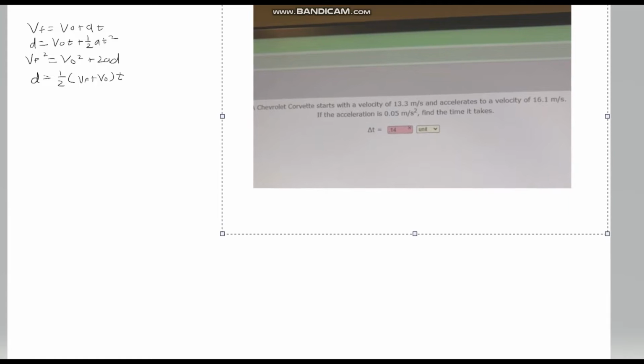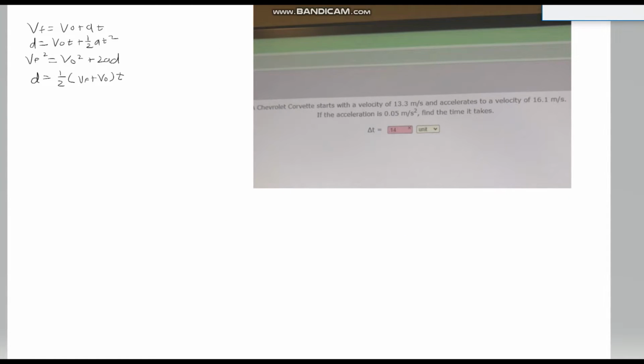A Chevrolet Corvette starts with a velocity of 13.3 meters per second and accelerates to a velocity of 16.1 meters per second. The acceleration is 0.05 meters per second squared. Find the time it takes.